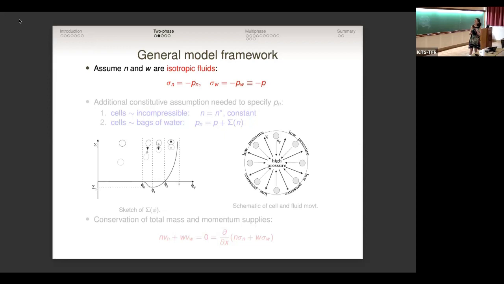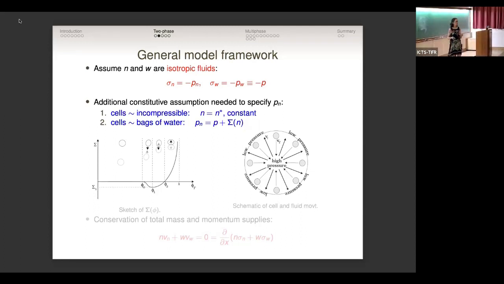So let's think about how we might specify PN. And I'm going to propose two different assumptions. I'm going to consider two different cases. In the first case, I'm going to say my cells are just incompressible bags of water, or they're just totally incompressible, and they have a fixed constant volume fraction, right? So N equals N star is constant everywhere.